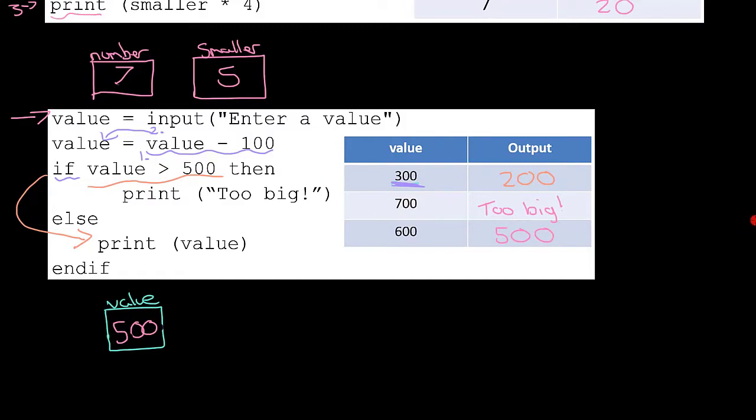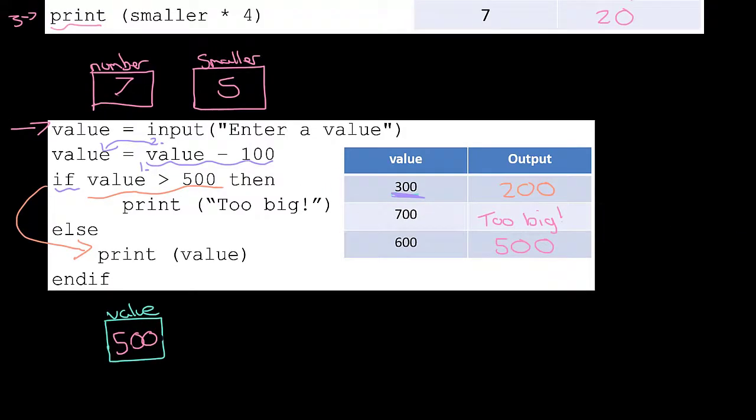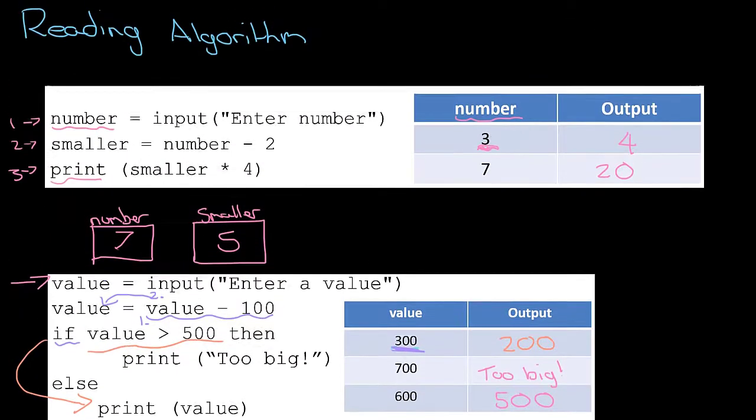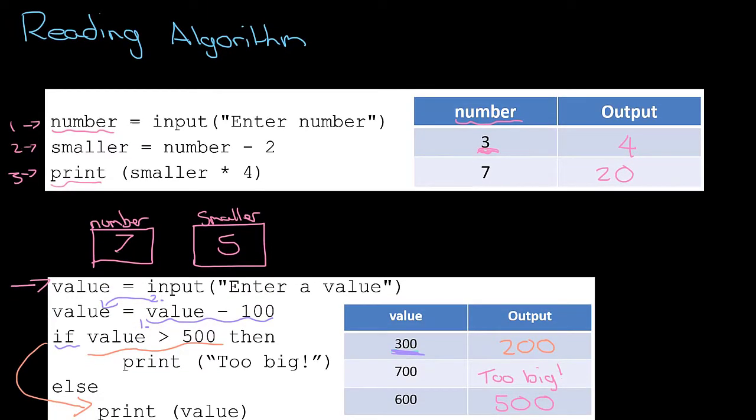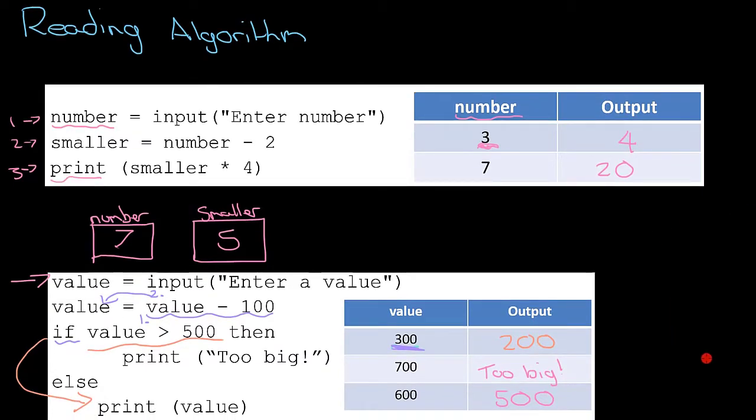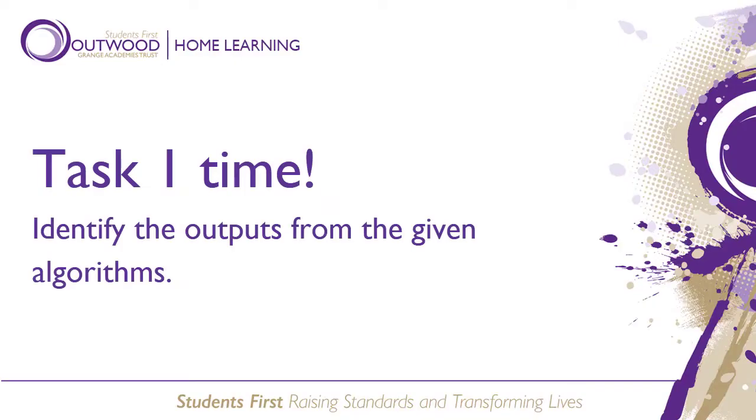All right, so that's how you can follow along with sequence and selection sort of algorithms. When we start to get onto algorithms which have iteration in them, it's usually far better to use trace tables. So we'll have a look at the video for that to see if we can follow along for those kinds of algorithms. Okay, so it's now time for you to complete the reading algorithms task.